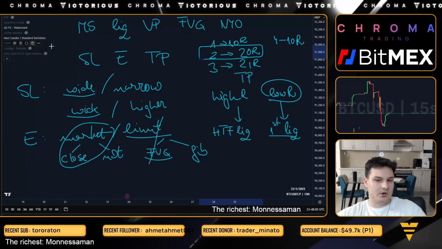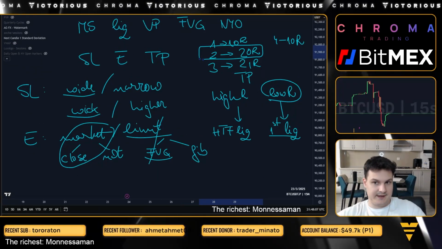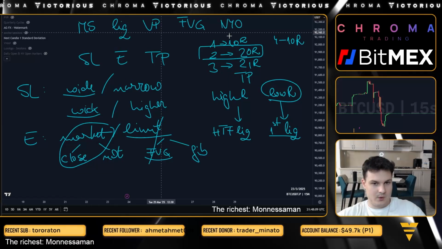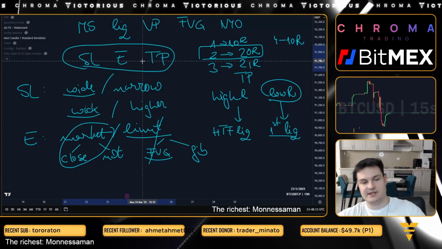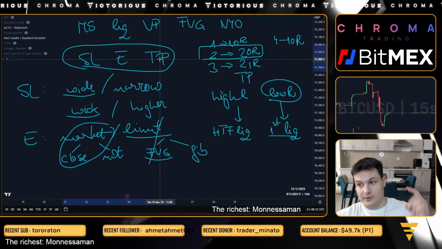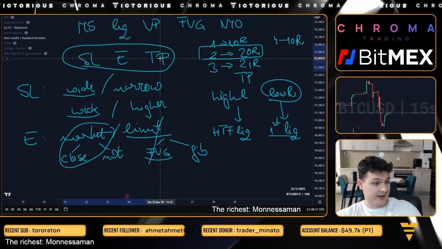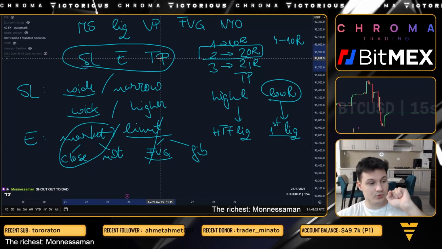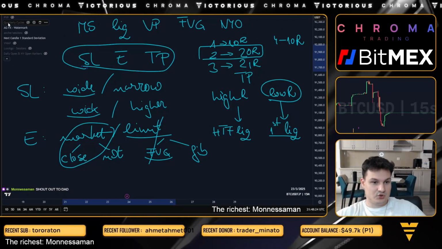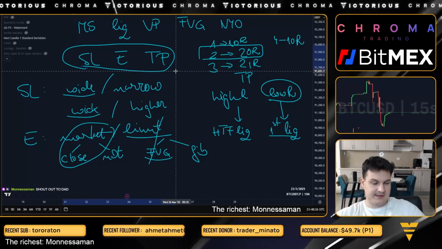Okay, so again, very important thing. After we have our components, we have to decide where do we place our stop loss, entry, and TP. And very importantly, while you are doing this, do not manage your trade. Do not do that, because it's two completely separate things.